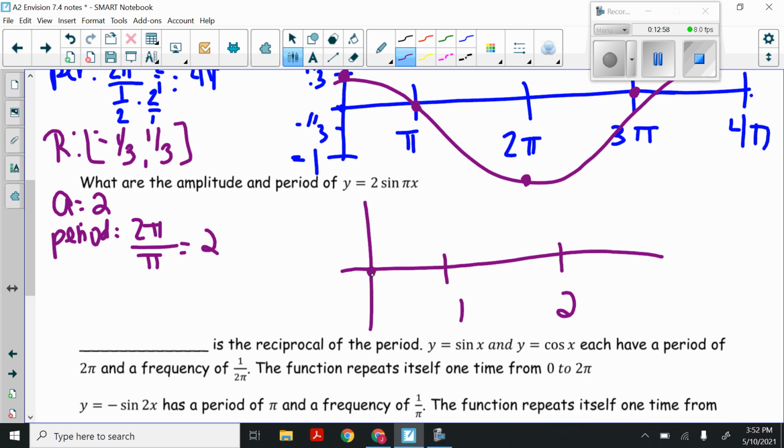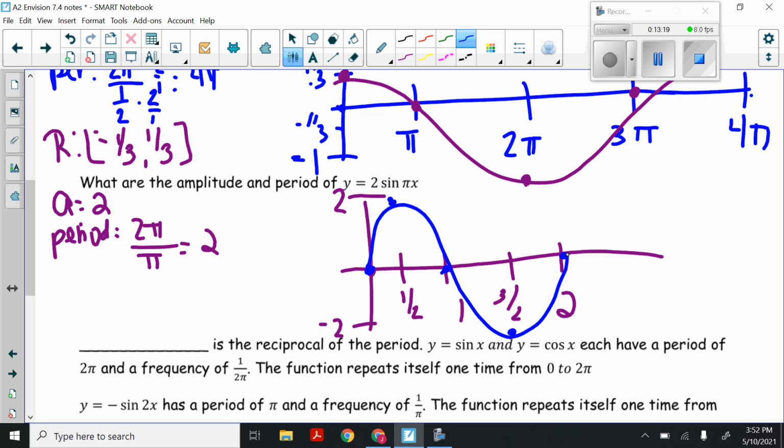Okay? So I need 1, 2, 3, 4, 5. So this would be 1/2, and this would be 3/2. I need an amplitude up to 2 and negative 2. Doing my shortcut for sine is O, max, O, min, O. So this is what that graph would look like. And again, I could continue going. My range on this one would be negative 2 to 2. My domain is still going to be negative infinity to infinity.